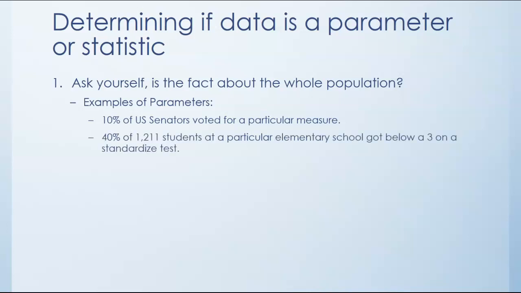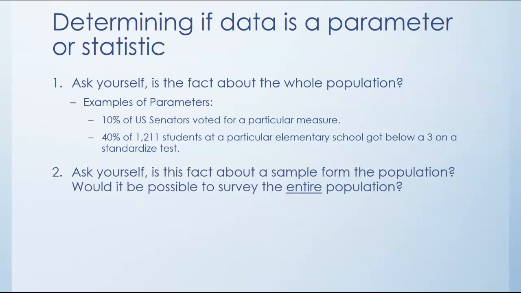Or 40% of 1,211 students at a particular elementary school got below a 3 on a standardized test. Since we are looking at every student at that particular elementary school that took that standardized test, that would be considered a parameter as well.